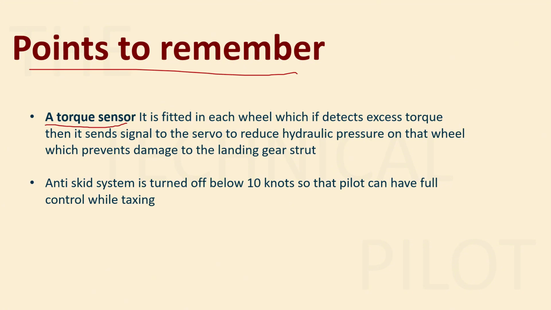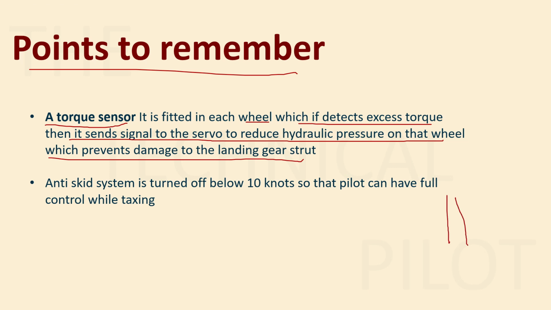One is a torque sensor. A torque sensor is usually fitted in each wheel, which detects excess torque, then sends a signal to the servo to reduce the hydraulic pressure on that wheel, which prevents damage to the landing gear strut. So again, something similar to what we saw was the torque strut. In the landing gear you had something known as a torque strut, right? Which was preventing any excess twisting forces, right?